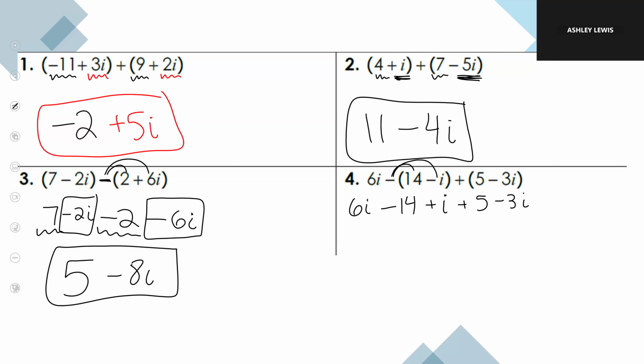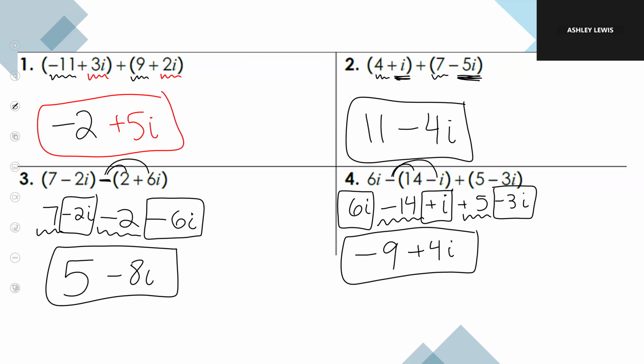Okay, so let's combine the real numbers. Negative 14 plus 5 is negative 9. 6i plus another i is what? 7i, but then we're going to subtract 3i. 4i. There we go, 4. So this will be 4i. That is your answer.